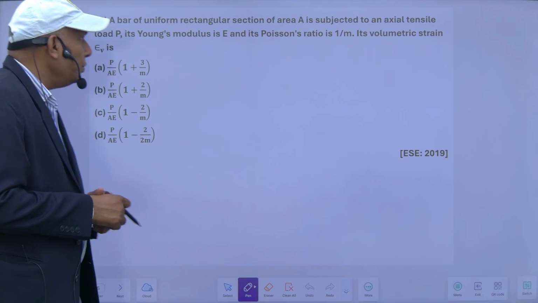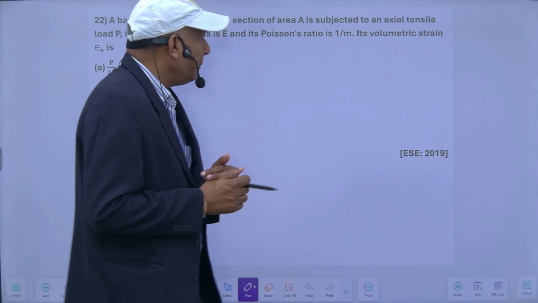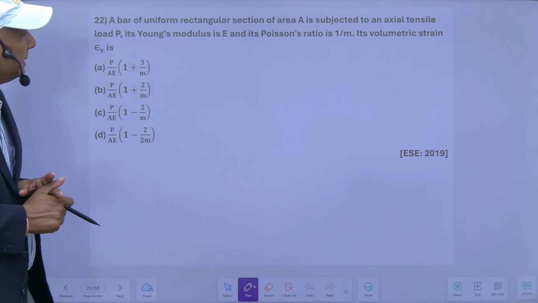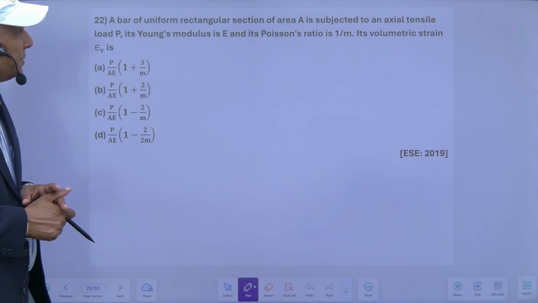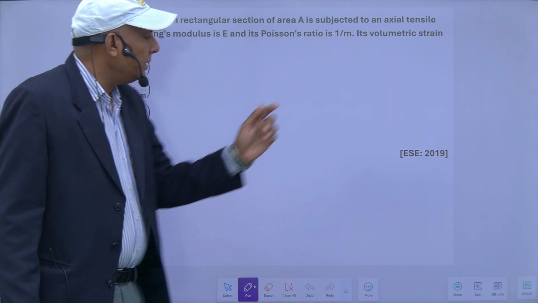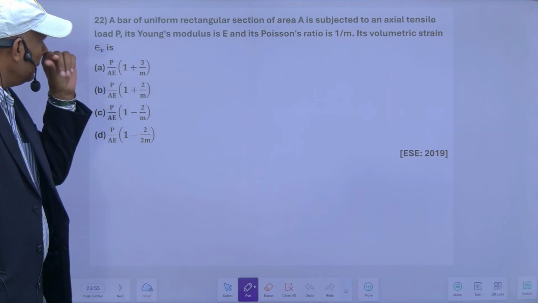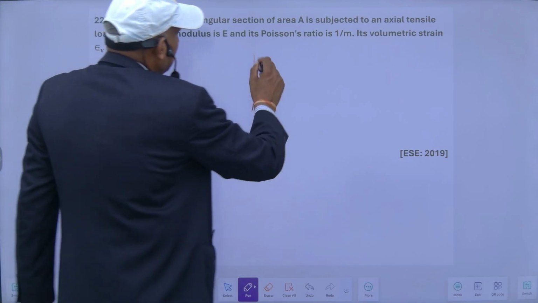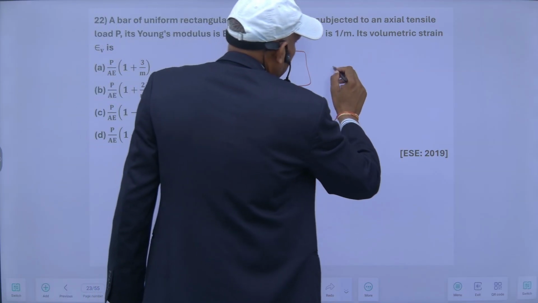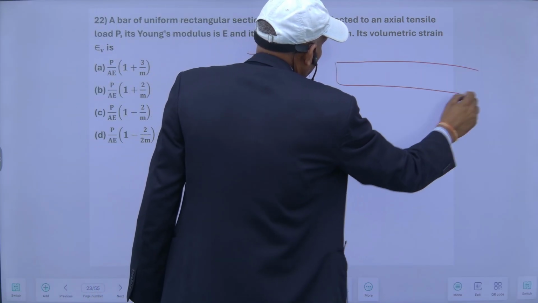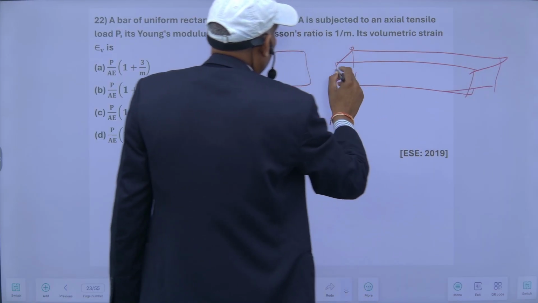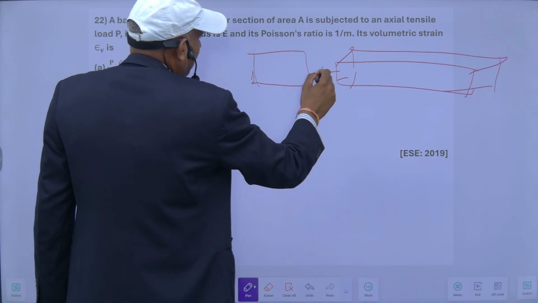A bar of uniform rectangular section of area A is subjected to an axial tensile load P. Its Young modulus is E and its Poisson ratio is 1 upon m. So its volumetric strain is equal to, so this is a uniform rectangular section and this is cross section, this is the length, and this load is P.